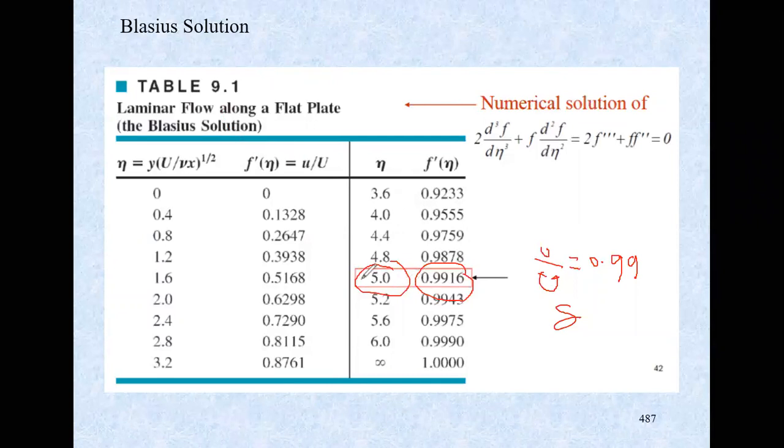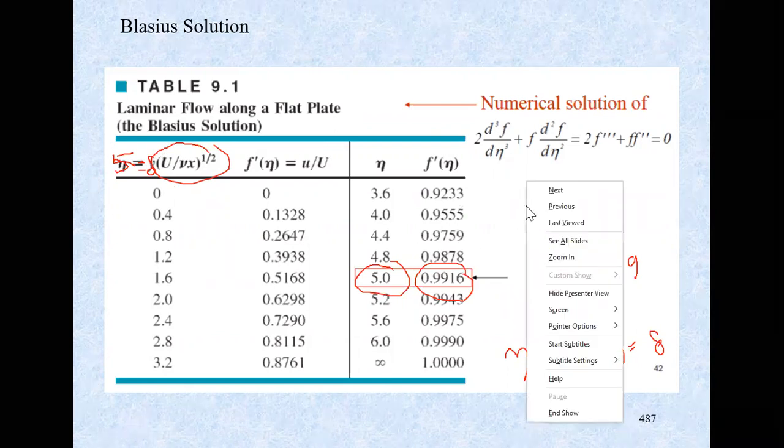If you have this solution, then you can find what the y value is accordingly. When eta is equal to 5, then you have y equal to delta. So the distance from the wall is equal to the boundary layer thickness. Or we can modify this: 5 equal to this, y into delta, because now that's the boundary layer thickness.